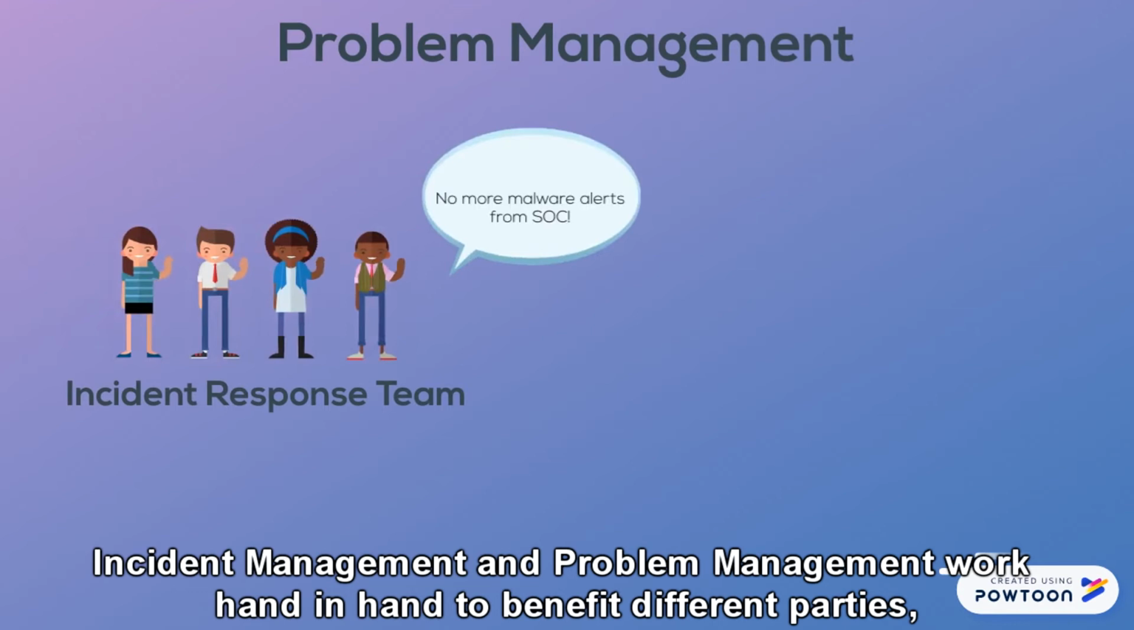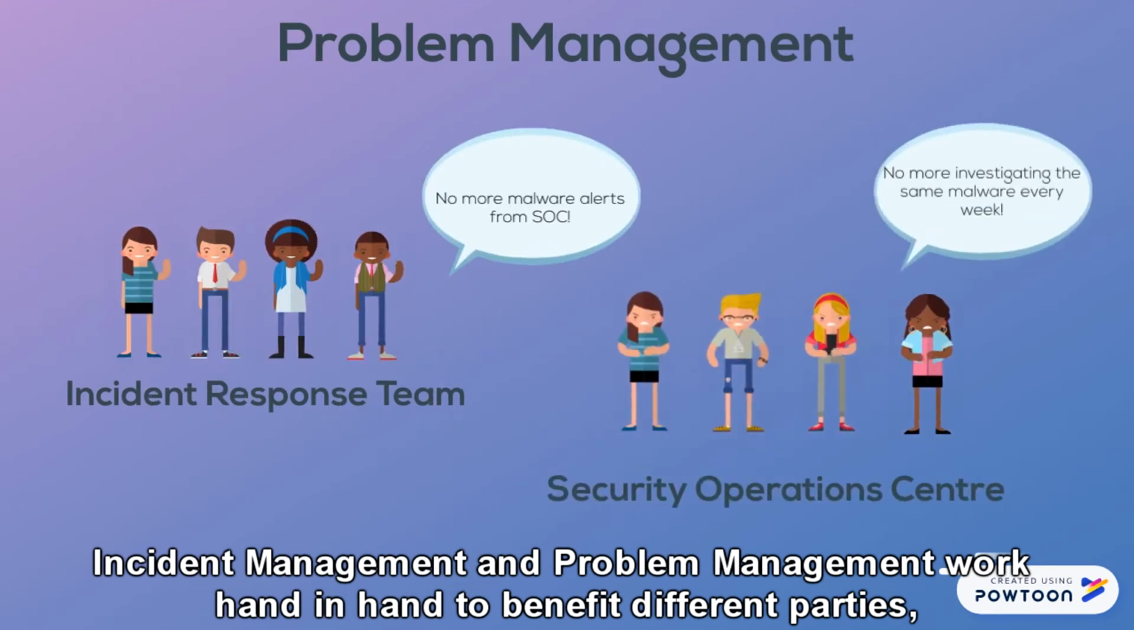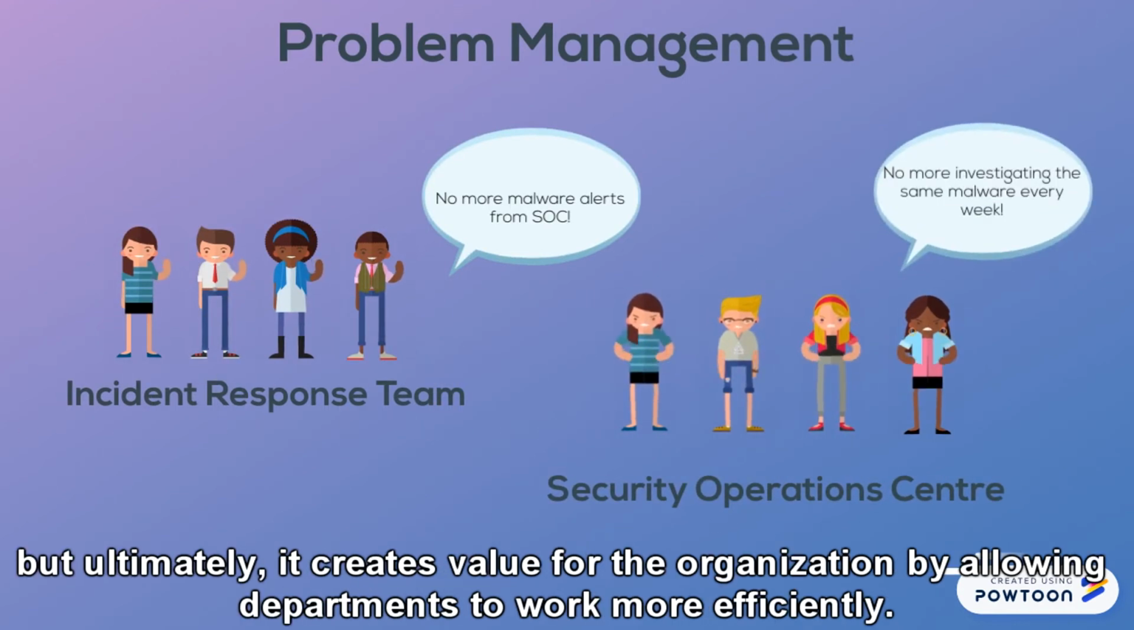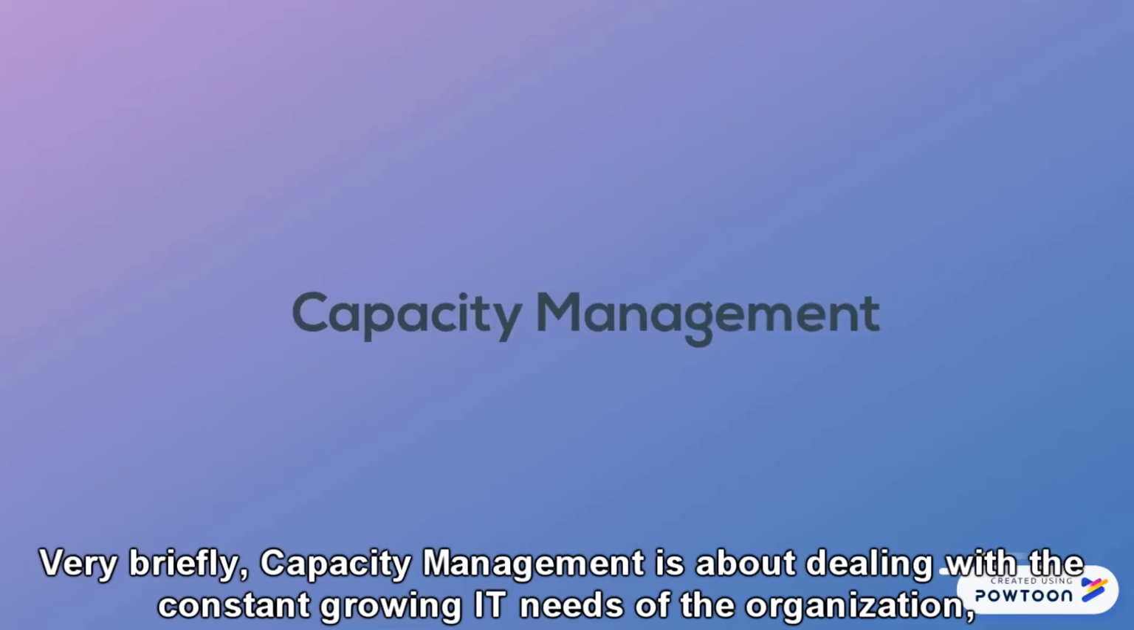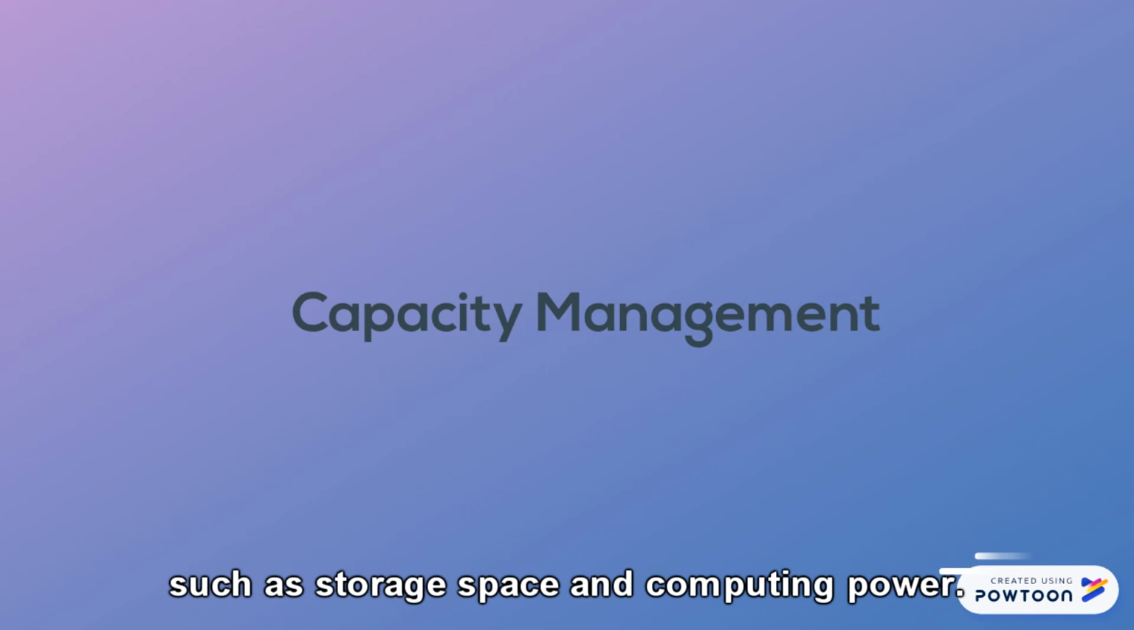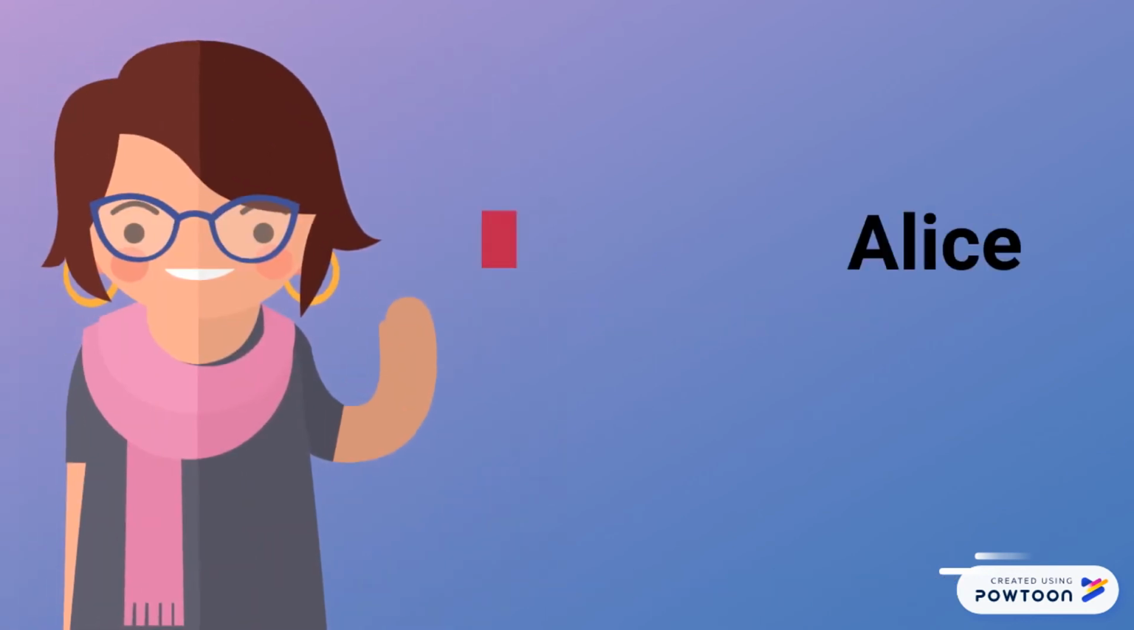Incident management and problem management work hand in hand to benefit different parties, but ultimately, it creates value for the organization by allowing departments to work more efficiently. The last section is capacity management. Very briefly, capacity management is about dealing with the constantly growing IT needs of the organization, such as storage space and computing power. Meet Alice.